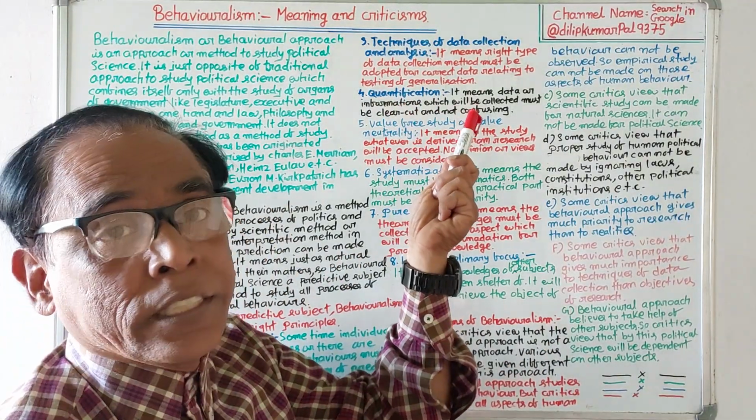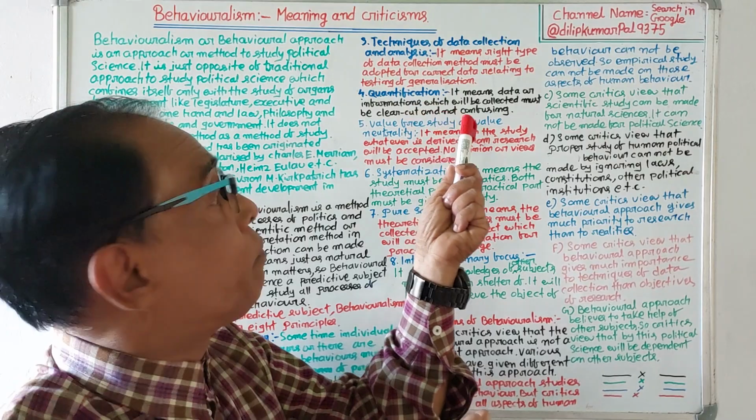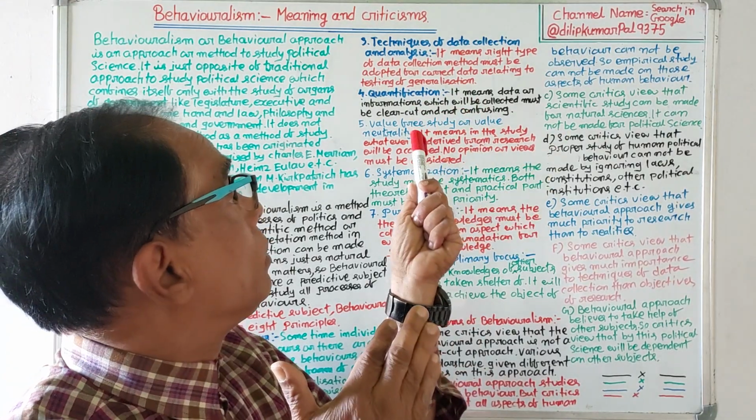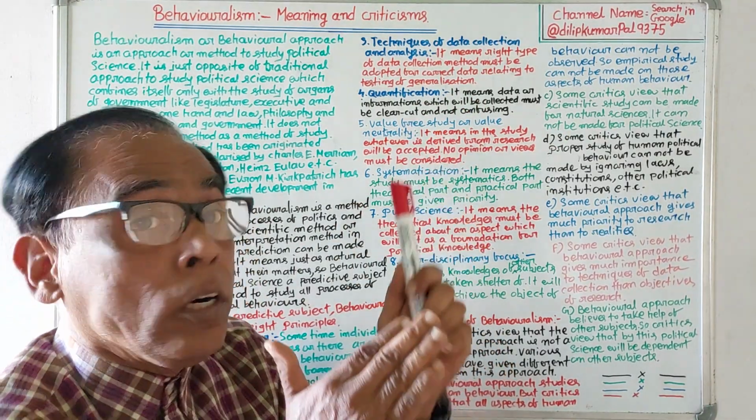Number 4, quantification. It means data or information which will be collected must be clear-cut and not confusing.